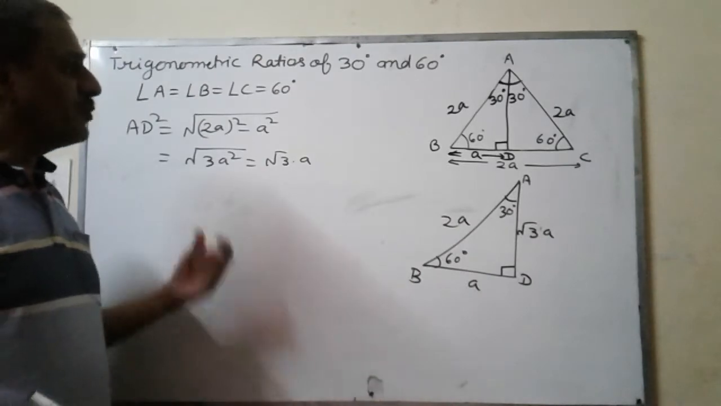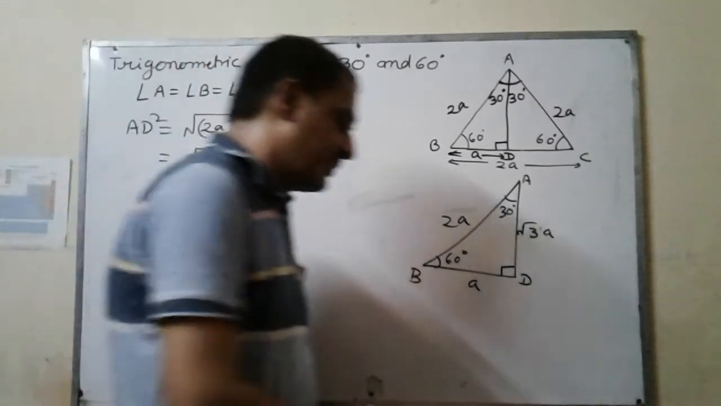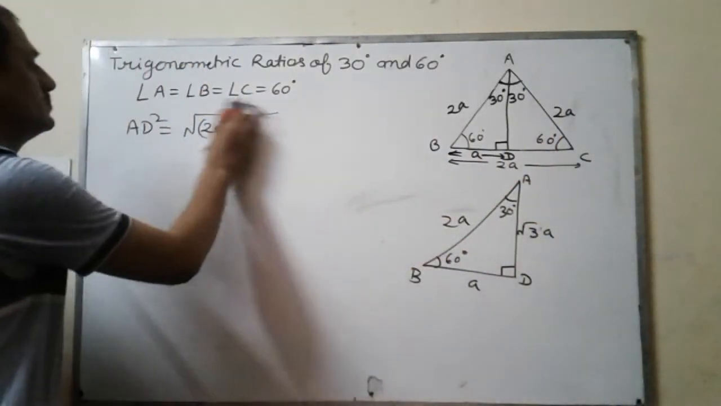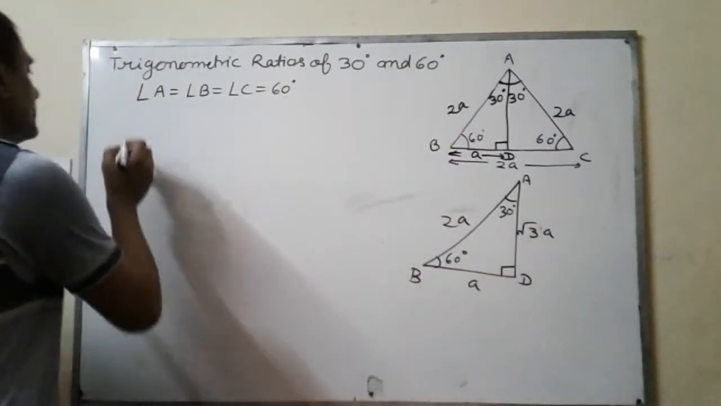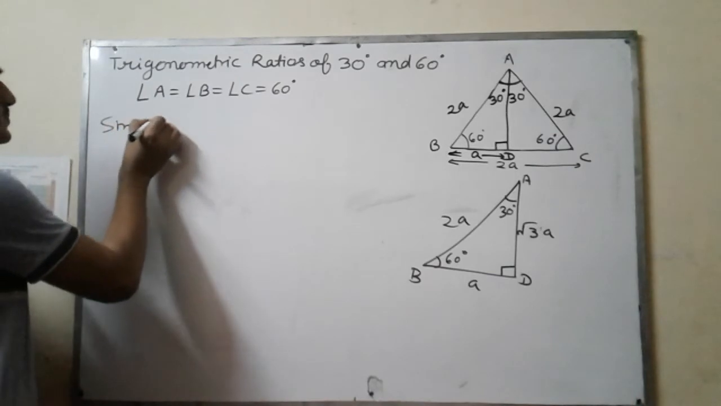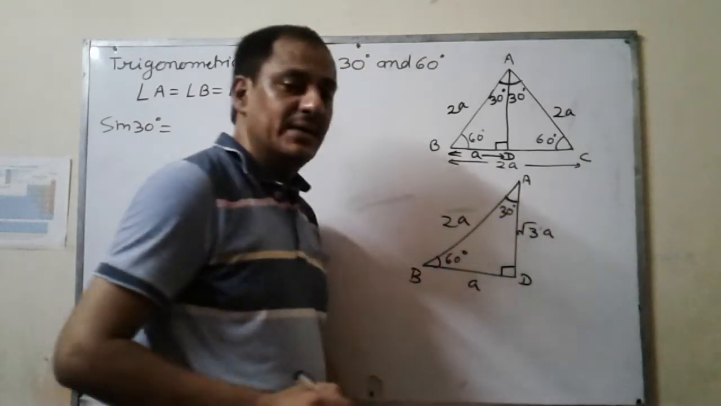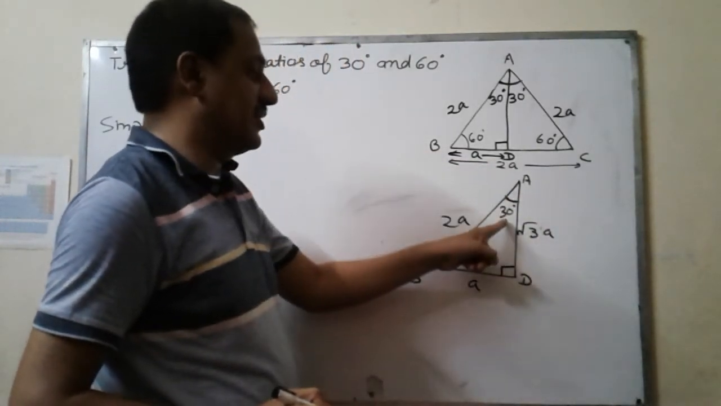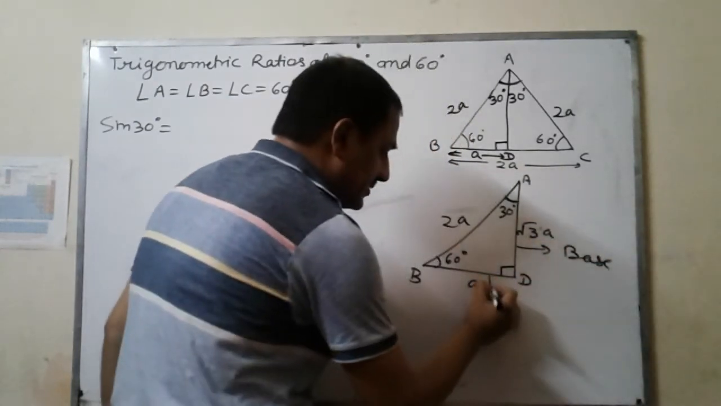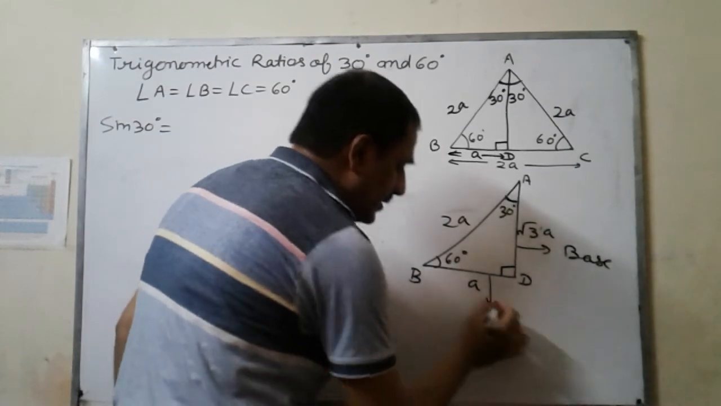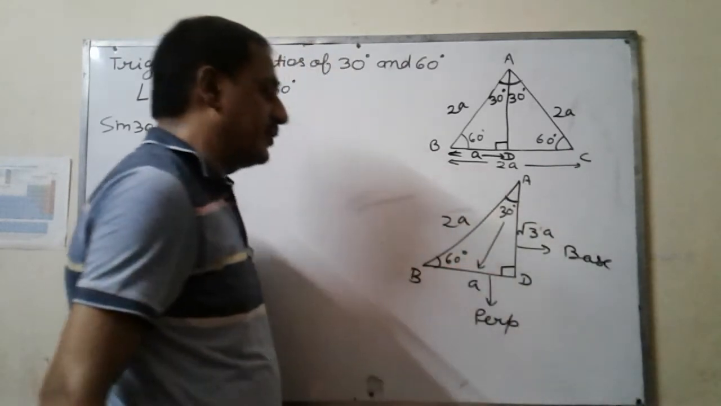Now I am going to find the trigonometric ratios of angle 30 degree. Sin 30 degree. Here with respect to this angle, this side is the adjacent side for 30 degree angle. This side will be base and this side will be perpendicular. Here BD is opposite of angle 30 degree, then this side will be perpendicular.